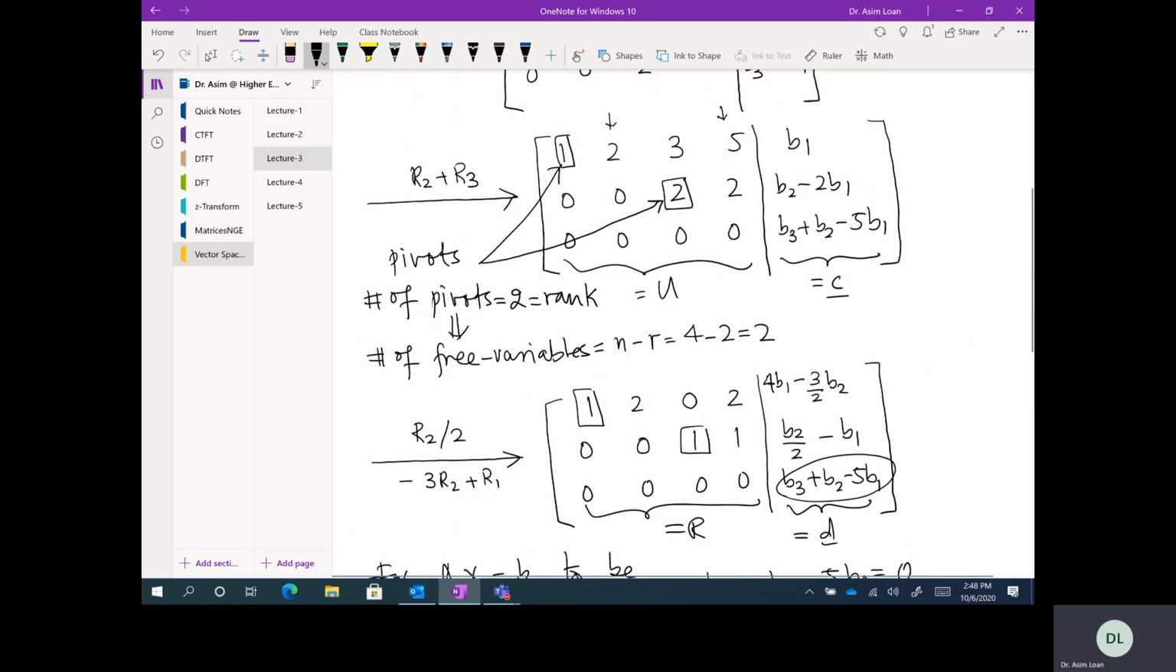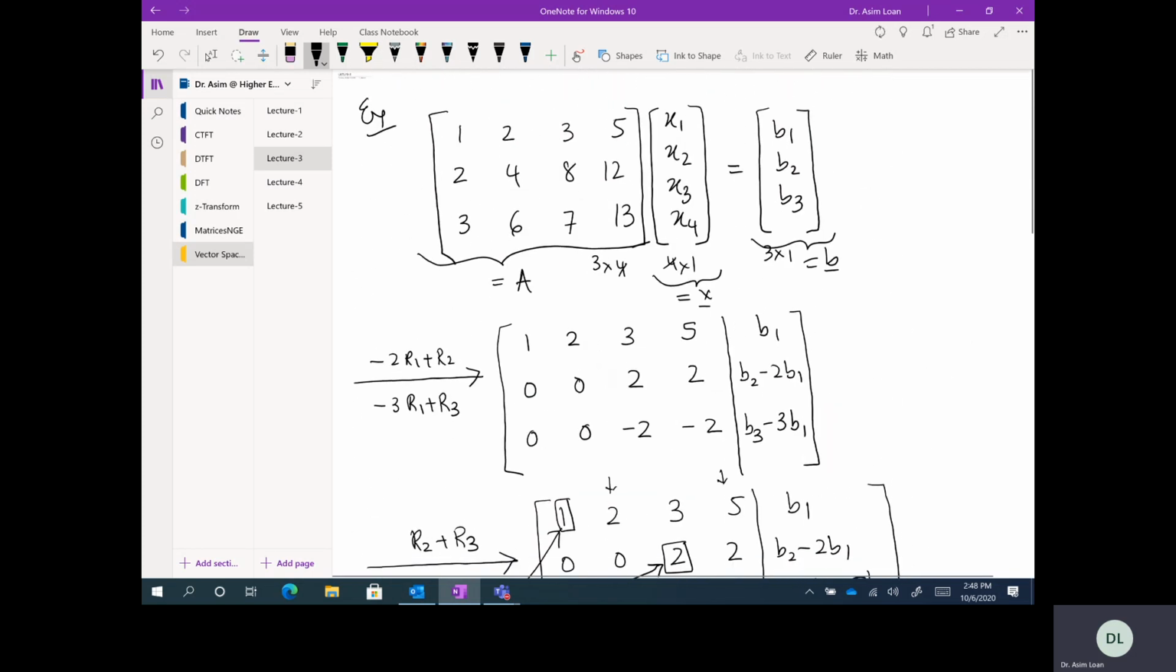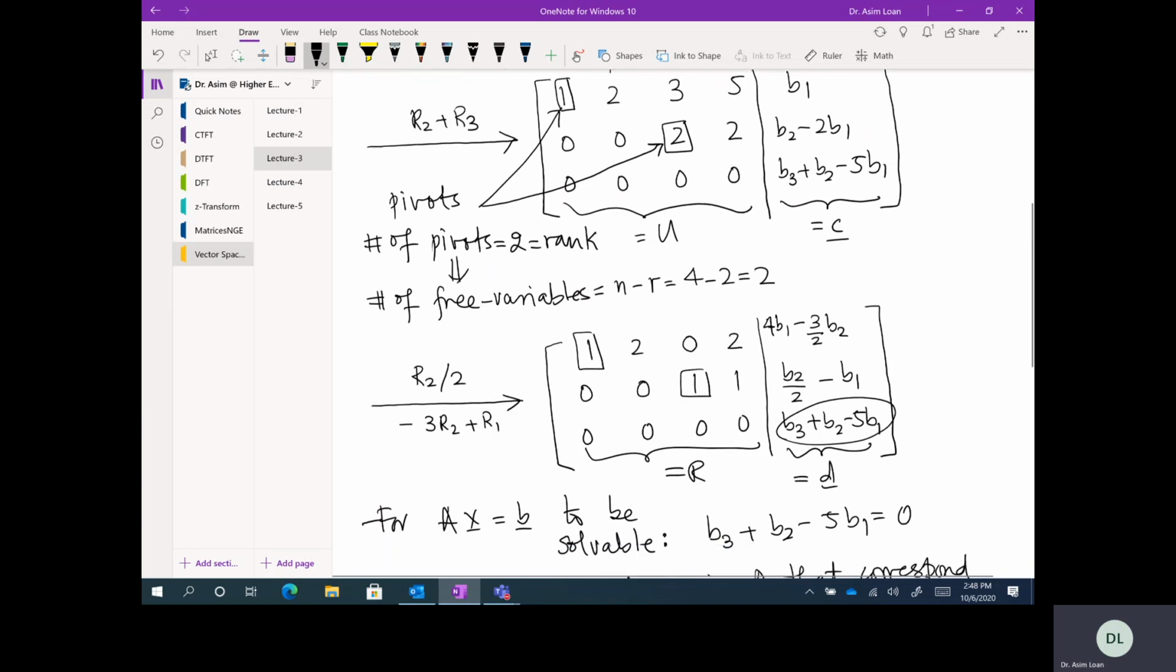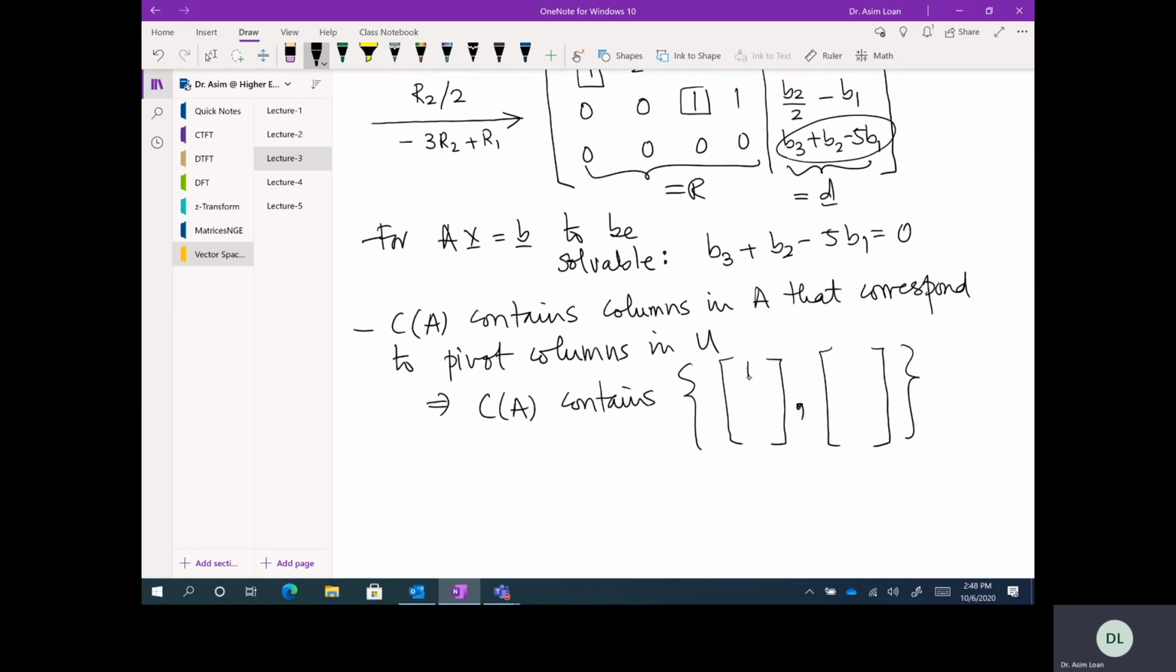And what are the first and third columns? So the first and third columns are 1, 2, 3 and 3, 8, 7. So the column space of A contains columns in A that correspond to pivot columns in U. Why? Because these are independent columns.